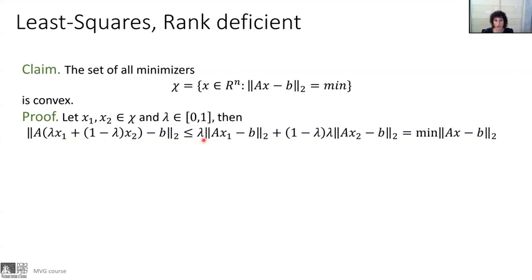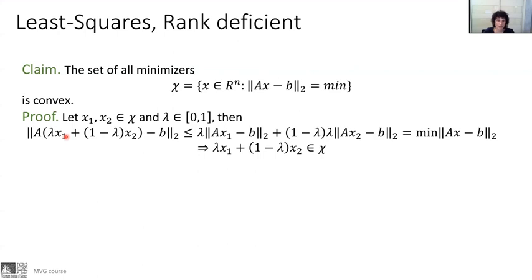Due to the properties of norms, we get lambda times AX1 minus B plus one minus lambda times AX2 minus B. There is a mistake here, it should be without the lambda. Since each is a minimizer, we get back the minimum of the norm of AX minus B. Therefore, lambda X1 plus one minus lambda X2, which is a convex combination of X1 and X2, is also a minimizer. So the optimal set is a convex set. We have many minimizers.